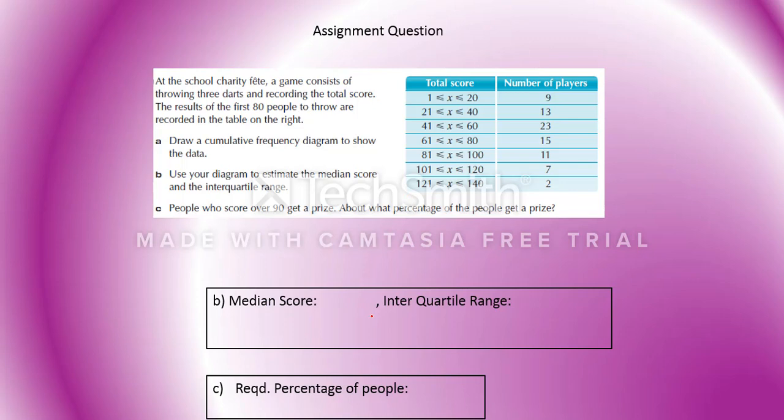I'll give you the final answers so that once you're done with it, you can tally and be rest assured that you have understood the concept and are able to apply it correctly. The median score here should come out to be equal to 56. The interquartile range comes out to be 43, and the required percentage of people comes out to be 17.5%.